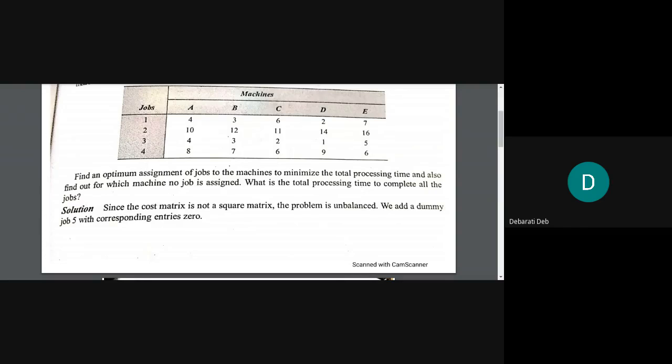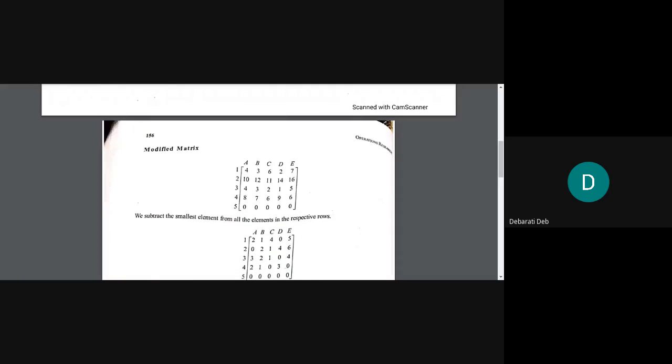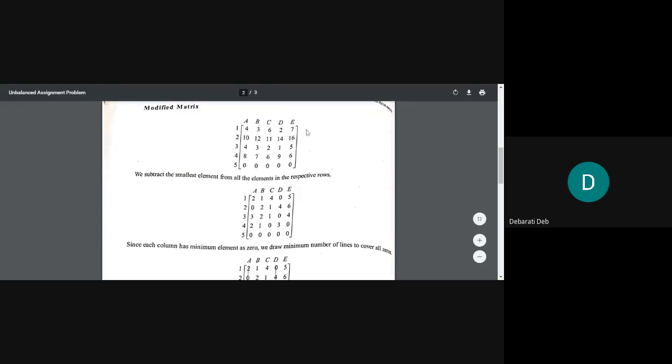But we cannot put any numbers in this row. We have to assign all zeros here. All the entries will be 0, just like the transportation problem. So, modified matrix, write this one. The same matrix you copy, but add one dummy row and name it as job 5. All the numbers corresponding to this row will be 0.